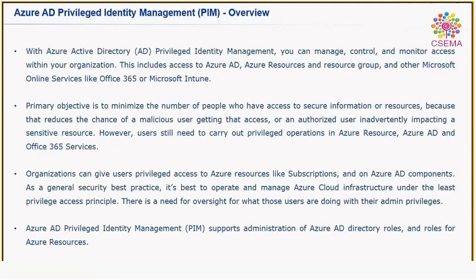So Azure AD PIM is Privileged Identity Management, where you can manage, control, and monitor access within your organization. This includes your Azure AD, Azure resources, resource groups, and other Microsoft online services, Office 365 and Intune. The primary objective is to minimize the number of people who have access to secure information or resources, because it reduces the chance of a malicious user getting access to the sensitive resources within your tenant or cloud.